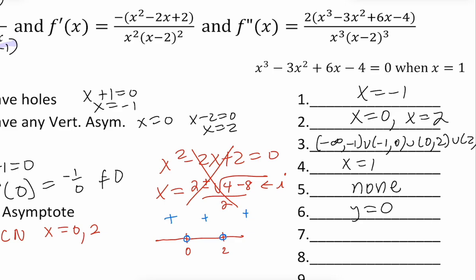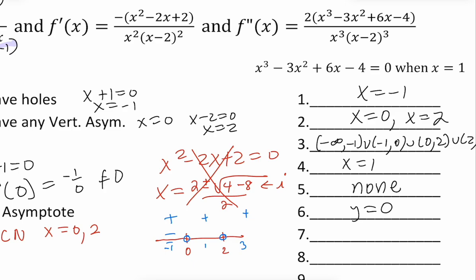So let's plug in test values. What happens in this section? What happens here? And what happens here? If we plug in negative 1, let's do that for a moment. It is the opposite of negative 1 squared minus 2 times negative 1 plus 2. It's a negative. A positive times a negative, this section is decreasing. I plugged negative 1 into the first derivative, and I got a negative. And I'm just focusing on the top.